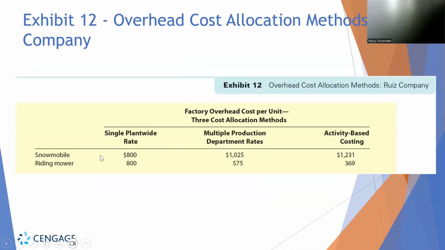So when we used the single plant-wide rate, we had $800 per unit for either product. When we went to the multiple production departments, it was a little higher with the snowmobiles and a little lower with the riding lawnmower. But guys, when we're doing activity-based costing, we're probably targeting our costs pretty tightly.